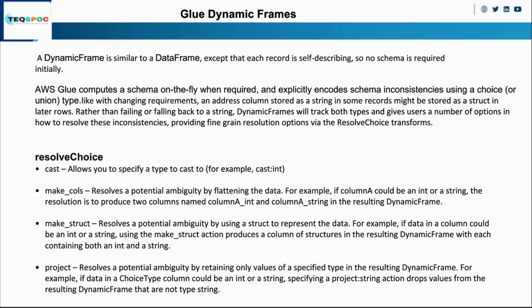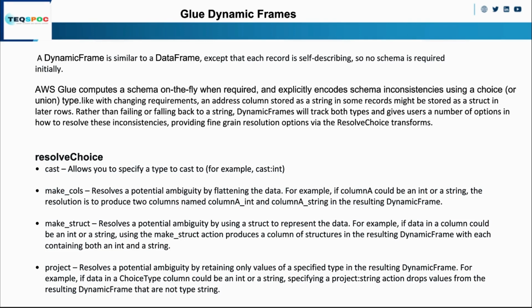Second one is make_cols. It resolves a potential ambiguity by flattening the data. For example, if column A could be an int or a string, the resolution is to produce two columns named columnA_int and columnA_string in the resulting dynamic frame. It's pretty self-explanatory: it's basically dividing the column into two, where one will have the integers and the other will have the strings.